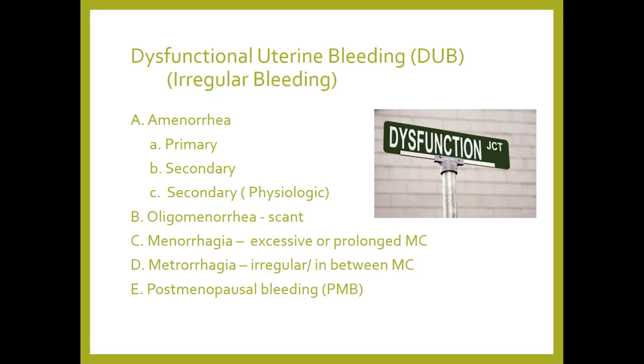Metorrhagia is usually caused from hormonal imbalances, pelvic inflammatory disease, uterine polyps, fibroids, or also cervical and uterine cancer can also cause these. And then postmenopausal bleeding is related to endometrial polyps, endometrial hyperplasia, or uterine cancer. The main one we think about there with postmenopausal bleeding is uterine cancer.